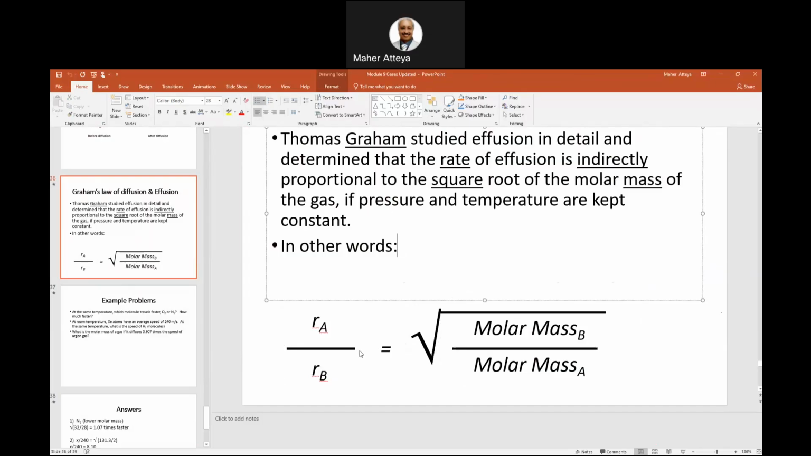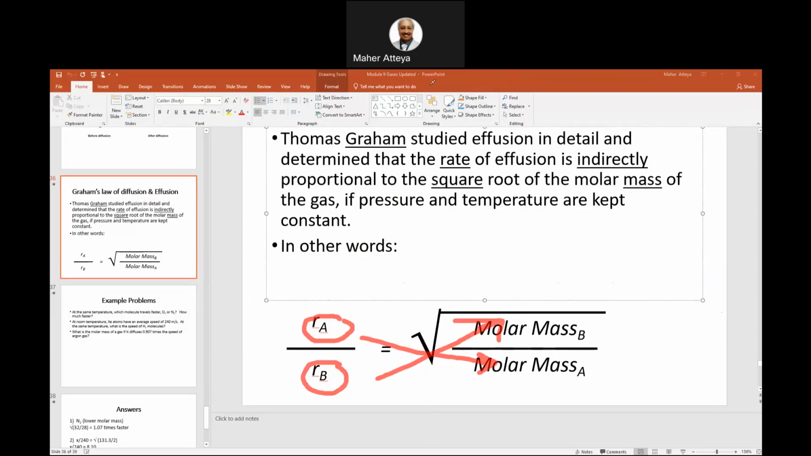So this is the formula you have. The rate of gas A divided by the rate of gas B is equal to the molar mass of B over the molar mass of A, so they are inversely proportional. See here? If this is B, its molar mass is here. This is A, the smaller mass is here. So there are inverse proportions. Determine which gas is faster than the other, which one will go through the orifice or hole faster, or penetrate through the hole faster.